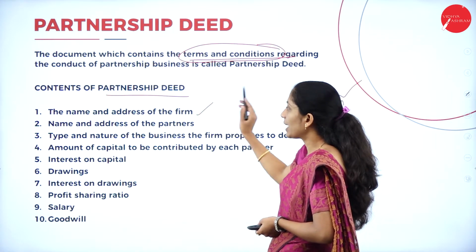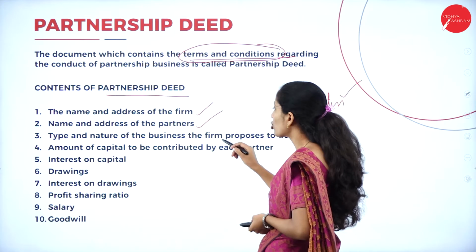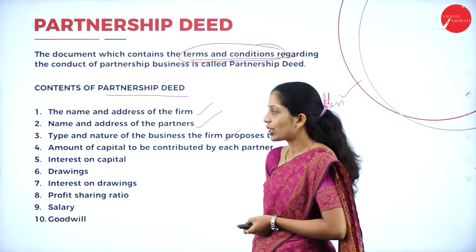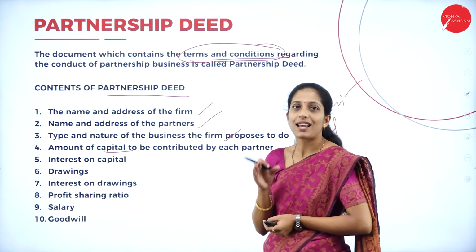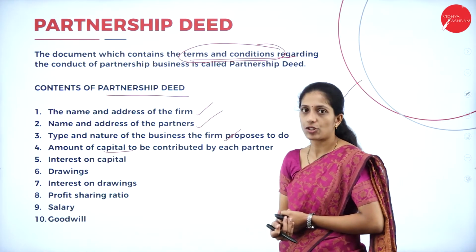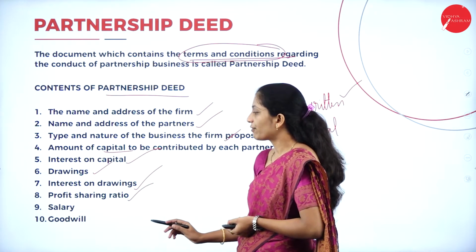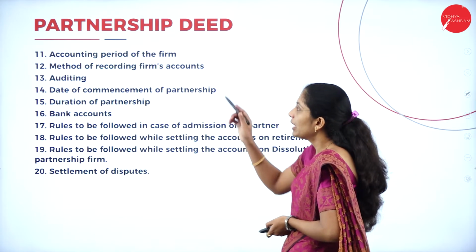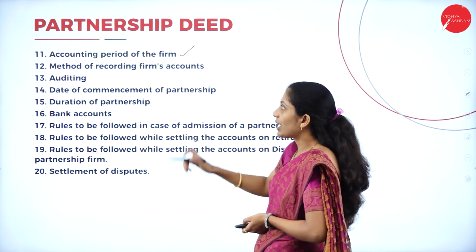The first one is name and address of the firm. The next one is name and address of the partners, and type and nature of the business, whether it is a manufacturing business or trading business. That has to be mentioned. Amount of capital: each and every partner has to contribute capital, and the amount contributed by each partner will be recorded in the partnership deed. Next, interest on capital, drawings, interest on drawings, profit sharing ratio, salary of partners, goodwill of the partnership firm. Next, accounting period: for how many years they are going to continue the business. That will be recorded.